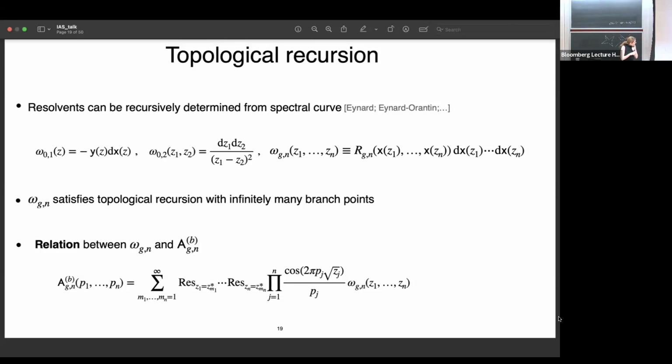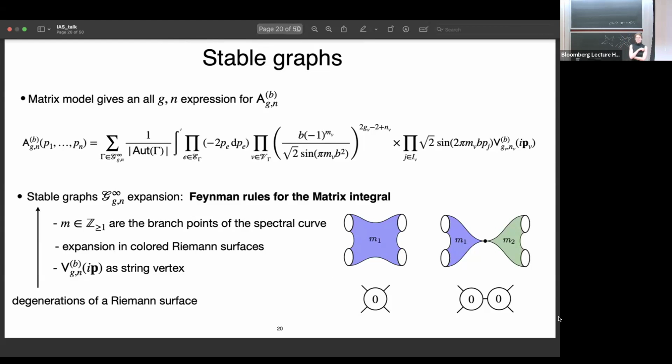And empirically, we found this relation between the omega g,n and the A g,n. This gives you this pretty cool working formula. Exporting this topological recursion for the matrix integral and relating the resolvents to A g,n, we found this formula here. This is basically a Feynman rules expansion for the matrix integral string amplitude. Feynman rules for the string amplitudes. So let me disentangle this for a while.